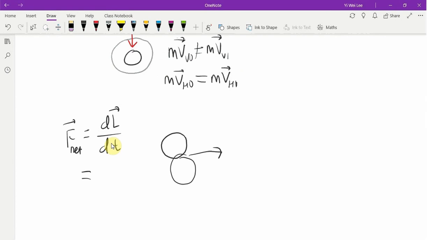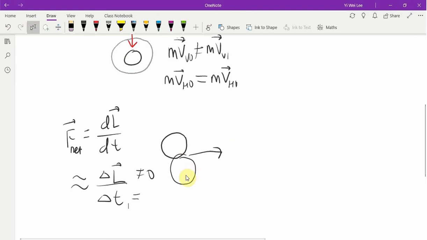Let's put it in a more general form where most people will understand what I'm trying to say. We can approximate this net force with a change in momentum divided by a change in time. When this particle collides with the other particle, the change in momentum will be non-zero. It will not be very close to zero. However, the time taken for this change in momentum is very close to zero, because the time taken for collision is extremely small.